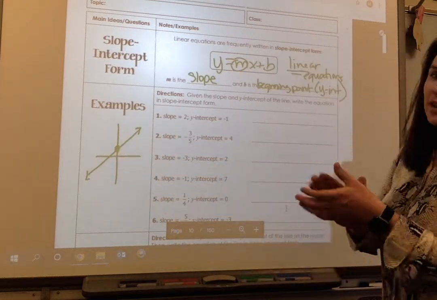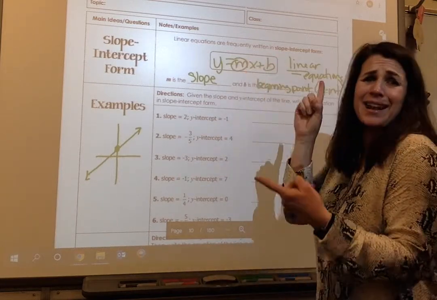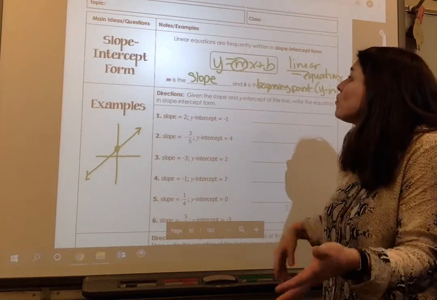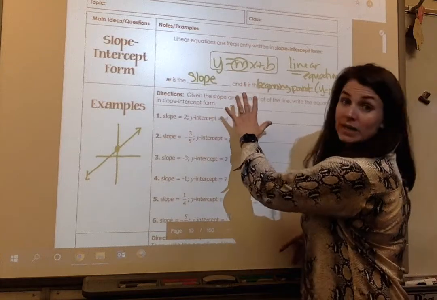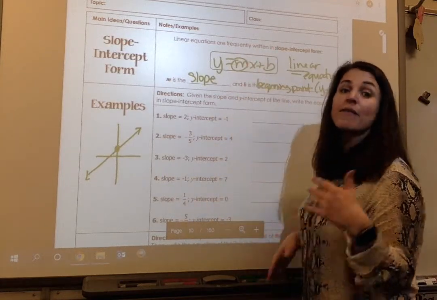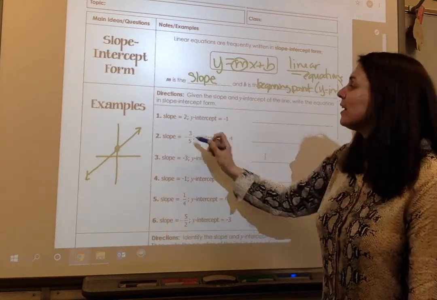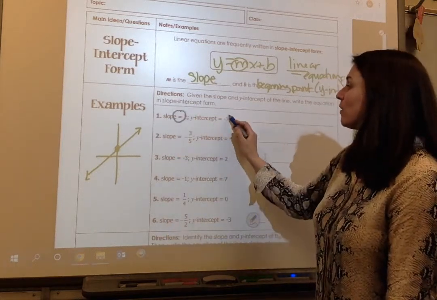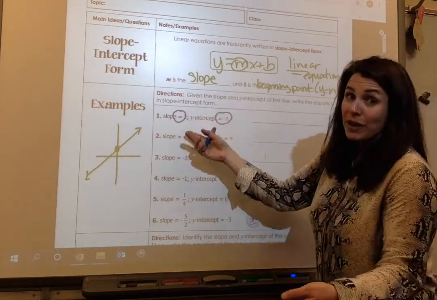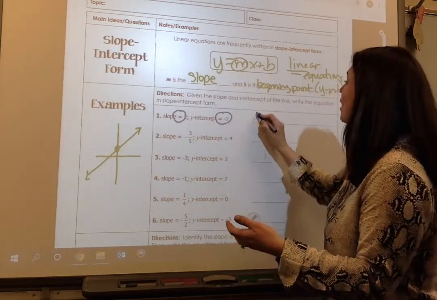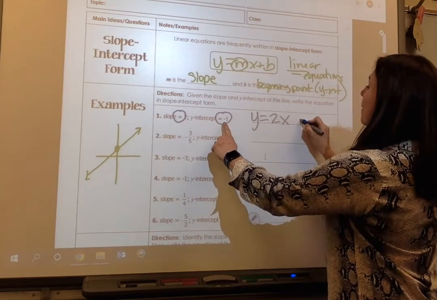So here's the deal. For us to be able to graph something, we want it in this form. The other form is ugly. It's going to have fractions. It's not going to be whole numbers. We've got x on one side, y on the other side. But when it is in this form, it is super easy to graph, and that's what we're after. So on this one, if I give you a slope of 2 and a y-intercept of -1, how would I write this equation? Well, we evaluate just like we've been doing. We say y equals, my slope is 2x minus 1.